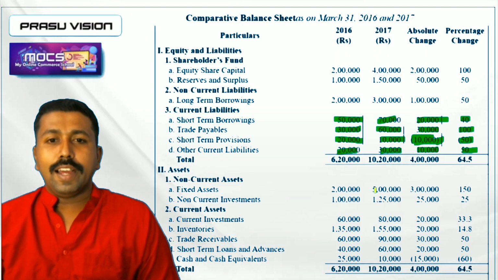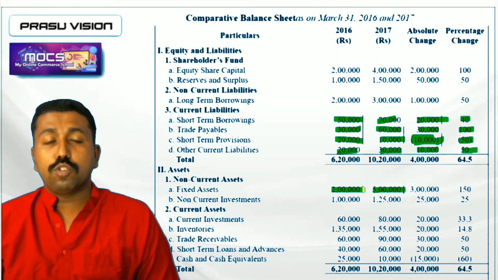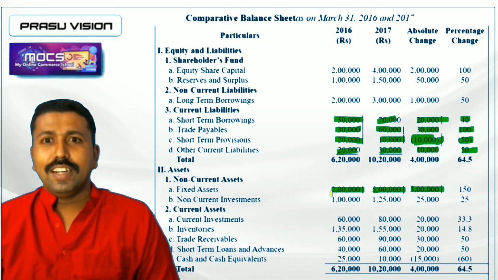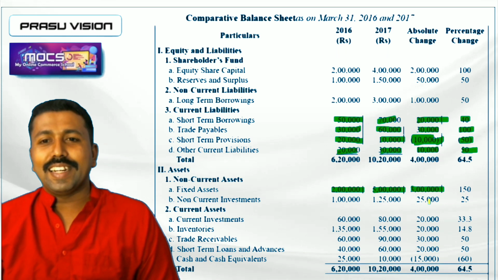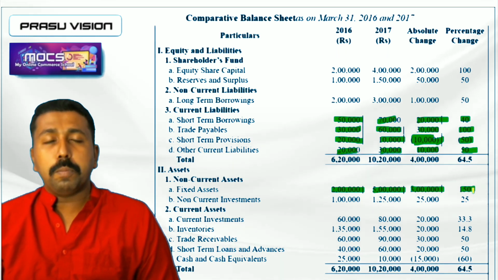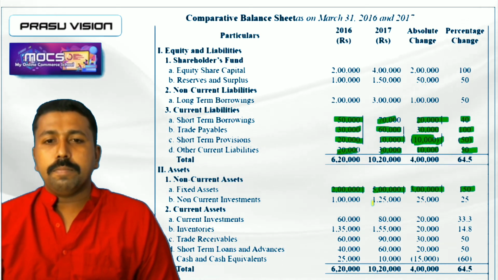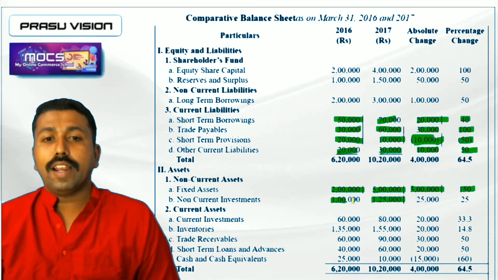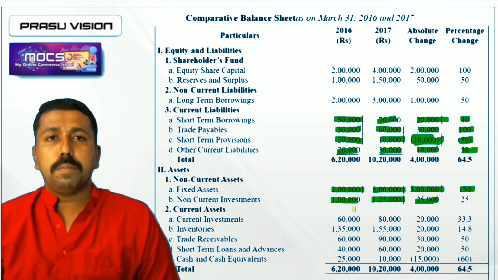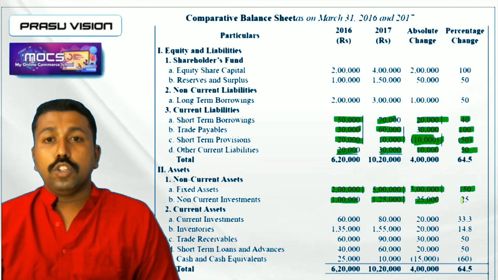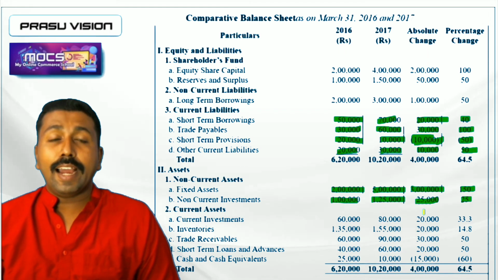Look at the assets. Fixed asset value 5 lakh minus 2 lakh, we will get 3 lakh. 3 lakh divided by 2 lakh into 100, the percentage will be more than 100. So 150. Don't bother about the values, just write the actual value you get in the calculation. Remember the method: 1,25,000 minus 1 lakh, 25,000 is the answer. Percentage will be 25,000 divided by 1 lakh into 100. You have to calculate everything, then only will you get hands-on experience regarding the solution.